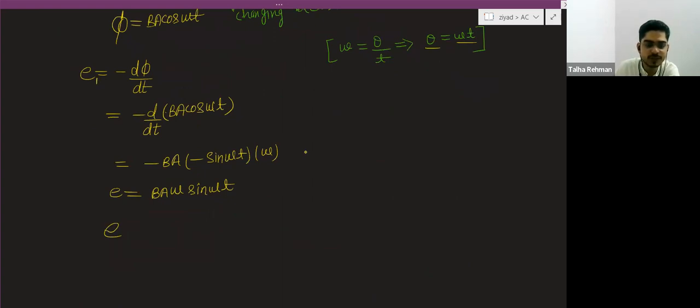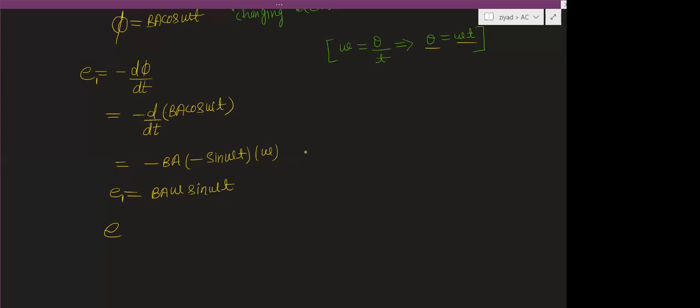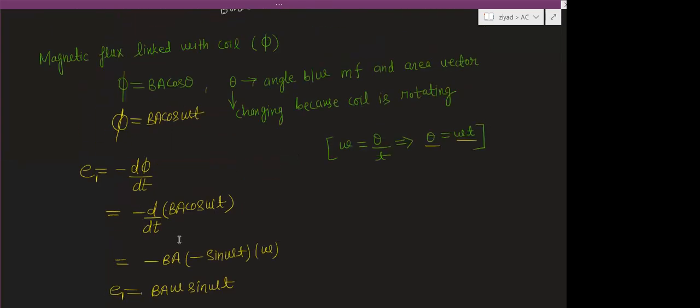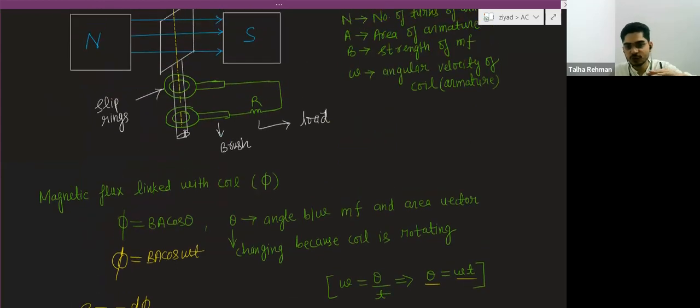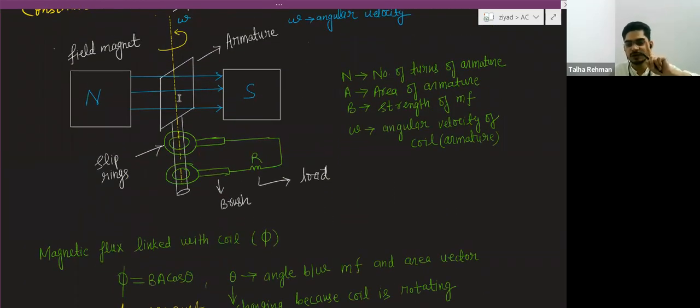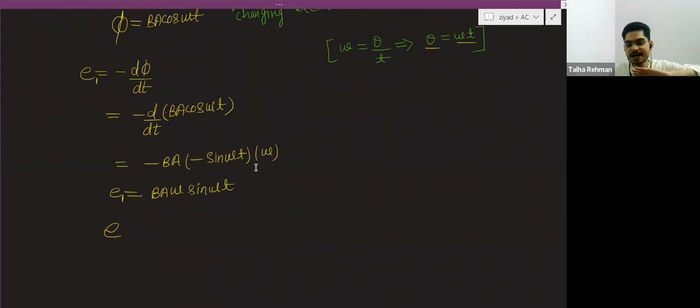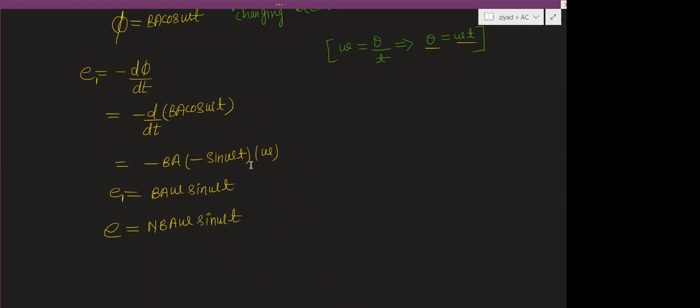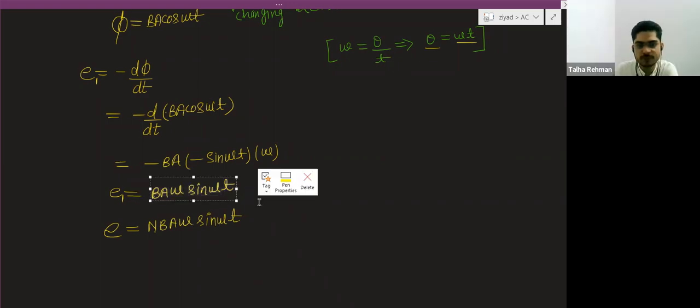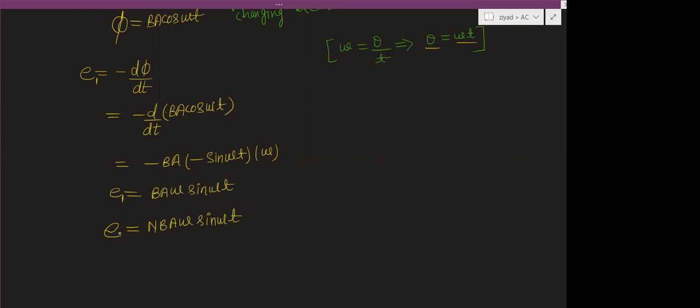Suppose this is your E1. E1 means this is the EMF induced due to one turn of the coil, and there are N turns in the coil. So due to the N turns in the coil, the EMF is given by NBA omega sin omega t. Basically, to this equation we multiply by capital N, so we get the number of turns.